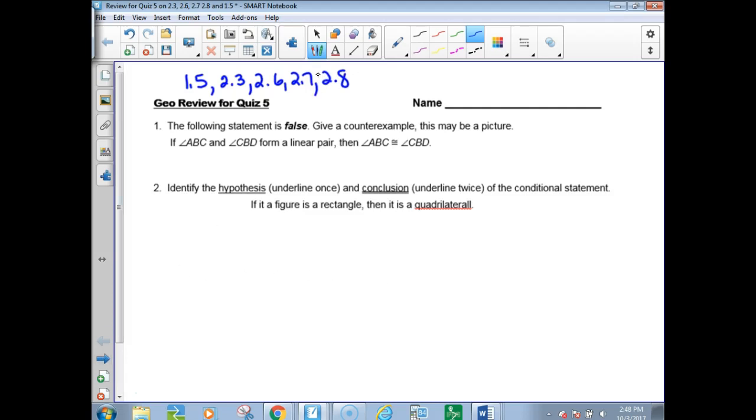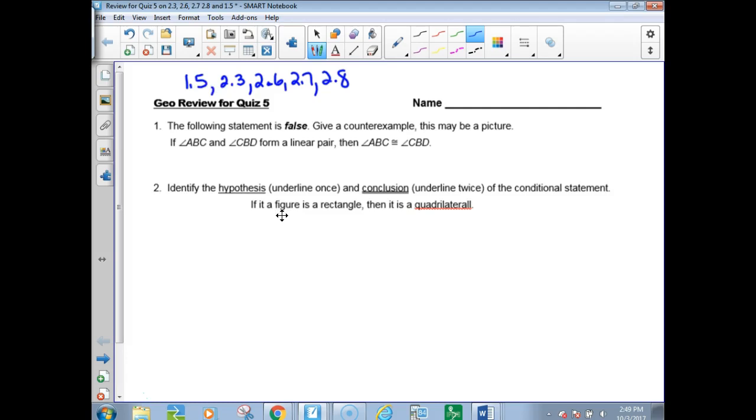Okay, 2.8 was angle proofs. 2.7 was segment proofs and postulates and all that stuff. 2.6 was on the algebraic proofs. 2.3 is on the conditional statements, you know, inverse, converse, contrapositive. So that's the second time we've done that concept. And 1.5 is going to be the third time that we've taken a quiz with those topics on it.